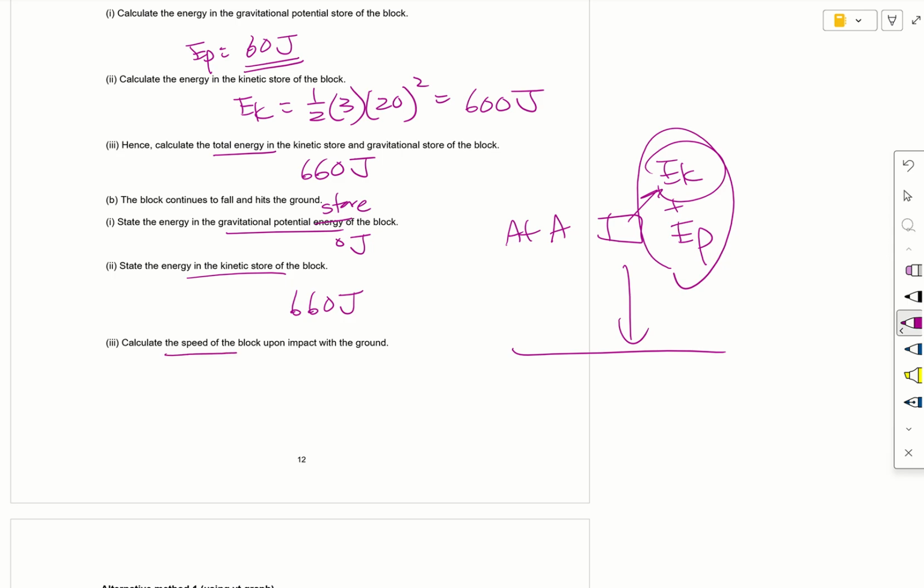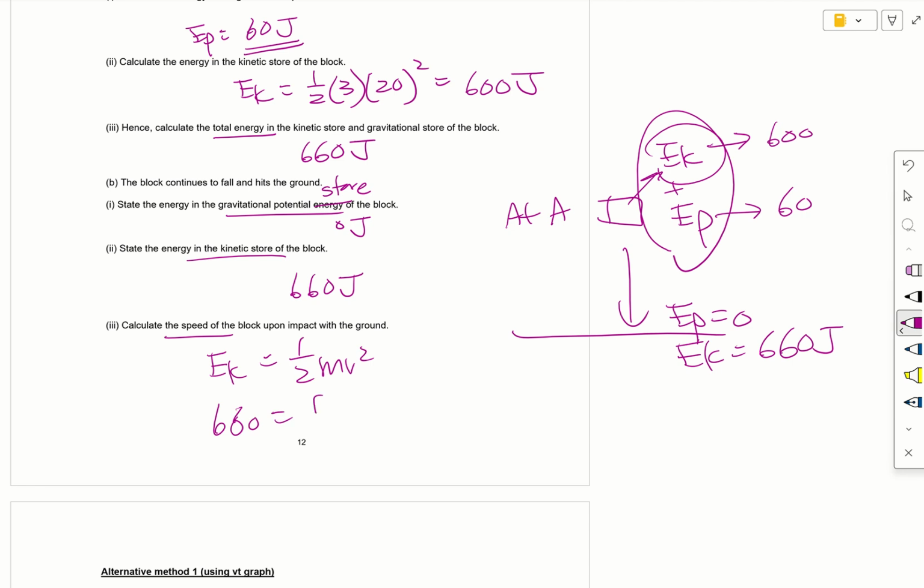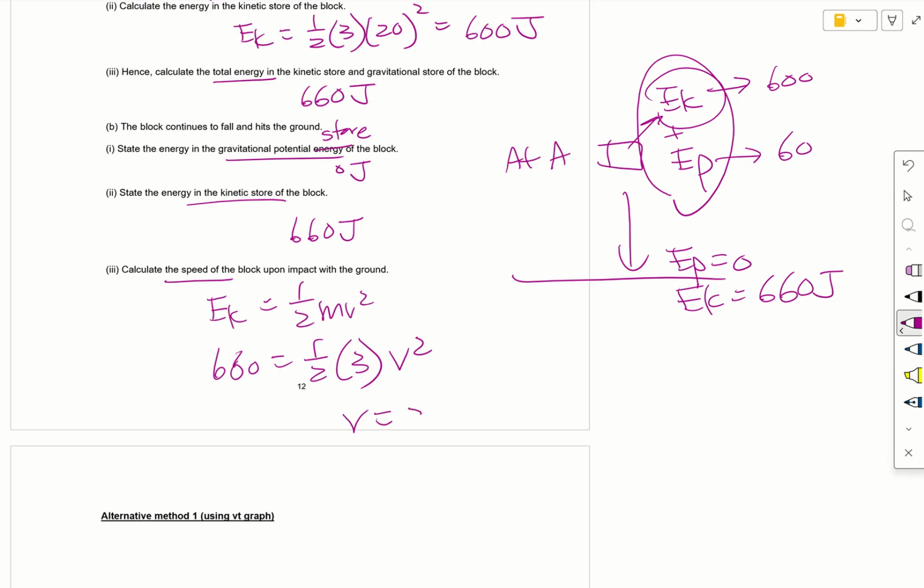So they ask us to calculate the speed. So EK just now was 600, EP was 60. So now EP equals 0 at the ground level. EK is 660 joules. Okay, so we can again use EK equals half mv squared. So 660 equals half times 3 times v squared. So now our v is 21 meters per second. So actually the velocity increases from 20 to 21.